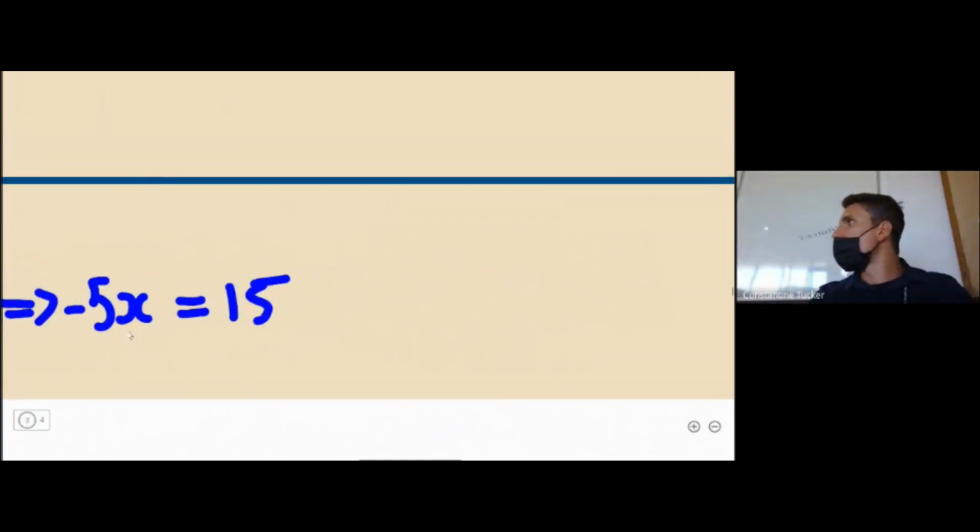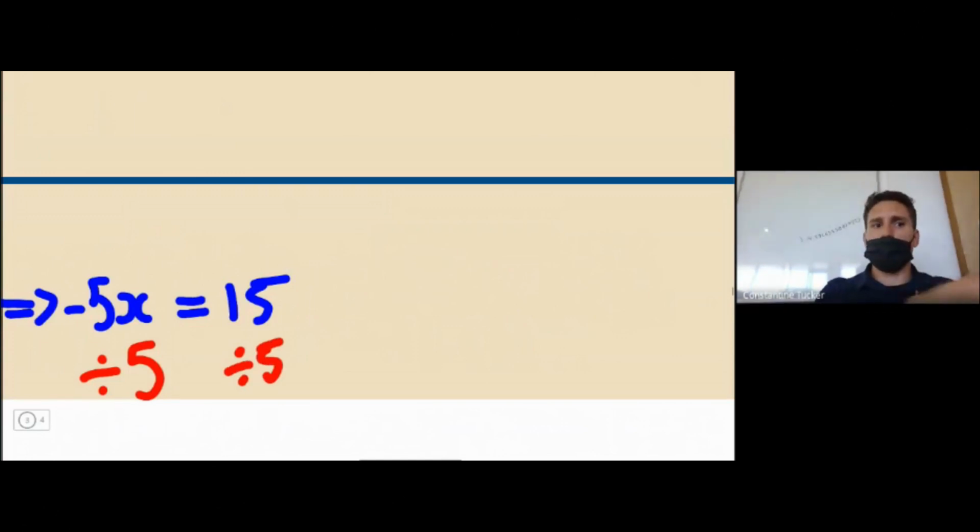So how do we solve? How do we keep x on its own? If you like, you can divide by 5. If you like, you can divide by minus 5. What do you prefer? 5. Okay, 5. 5 looks like a more normal number, right? Minus 5 is like so negative.